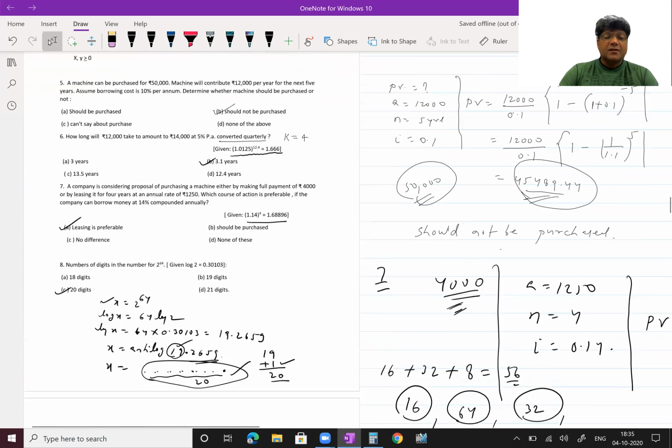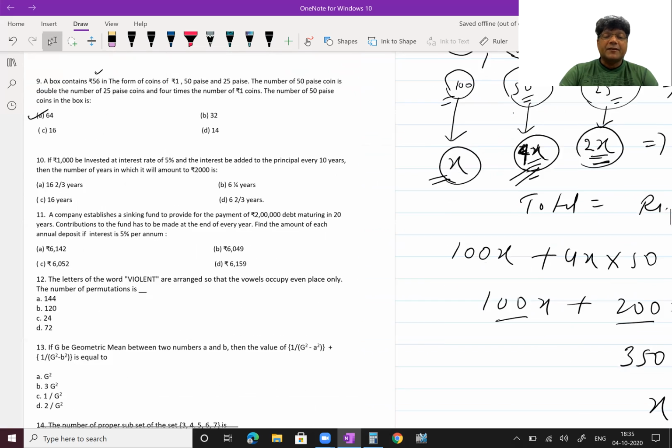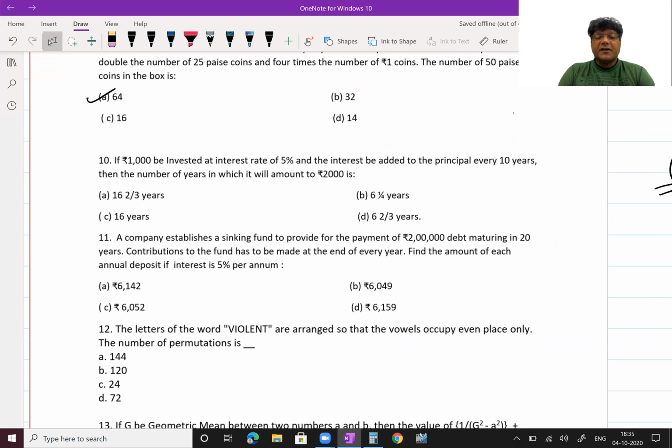Okay. Now, question number 10. 1,000 is invested at an interest rate of 5%, and the interest is added to the principal every 10 years. Guys, you have to calculate 10 years of interest and then add the interest to the principal. So it's not compounded yearly. It will be compounded after 10 years. Then find the number of years in which it will amount to 2000. Slowly you have to do it, guys.